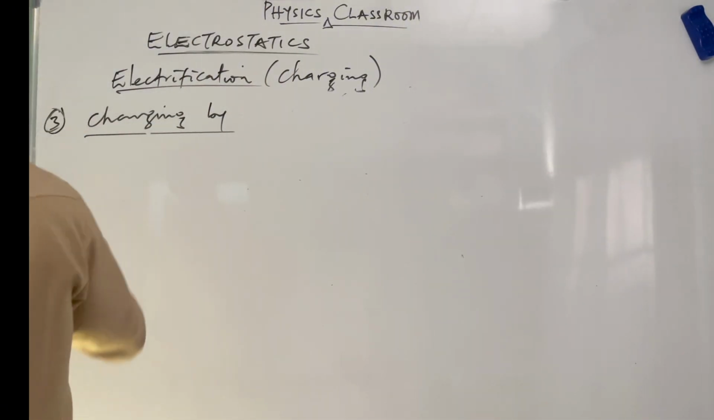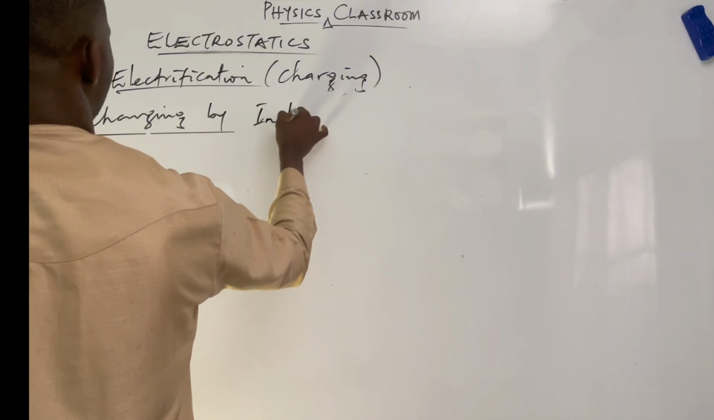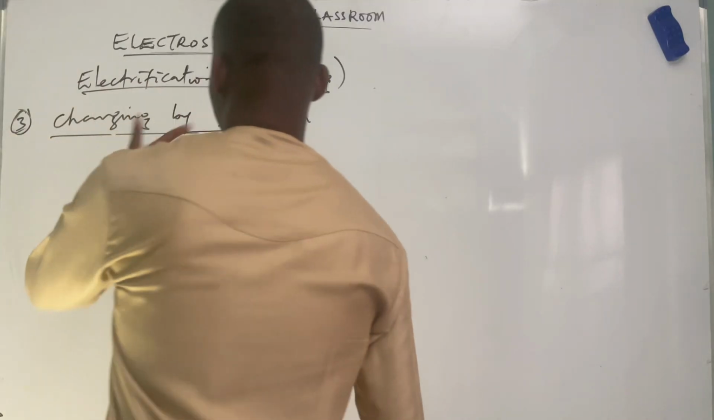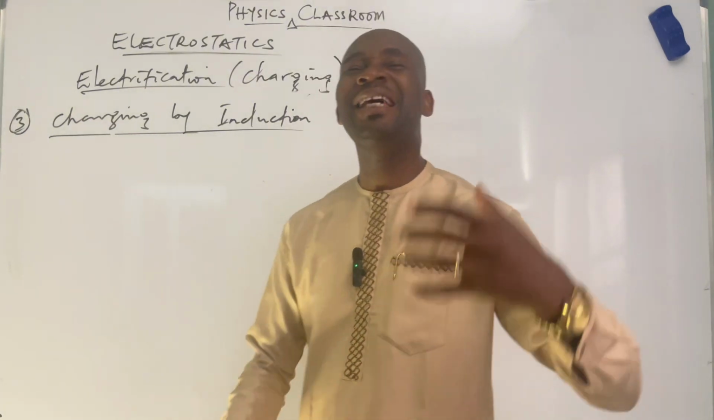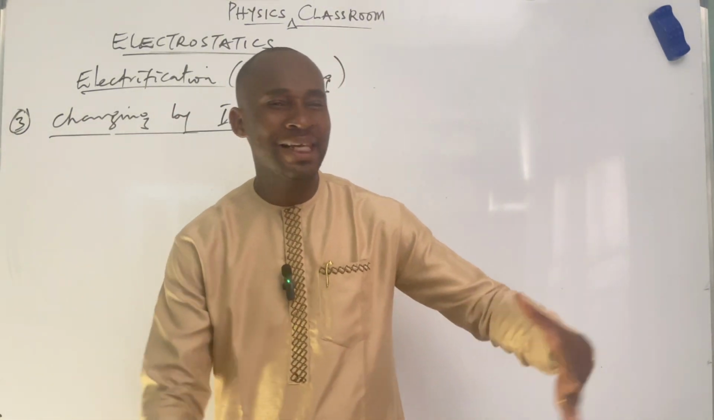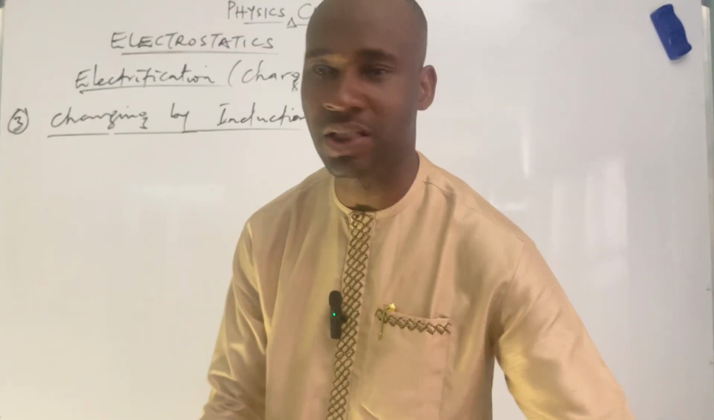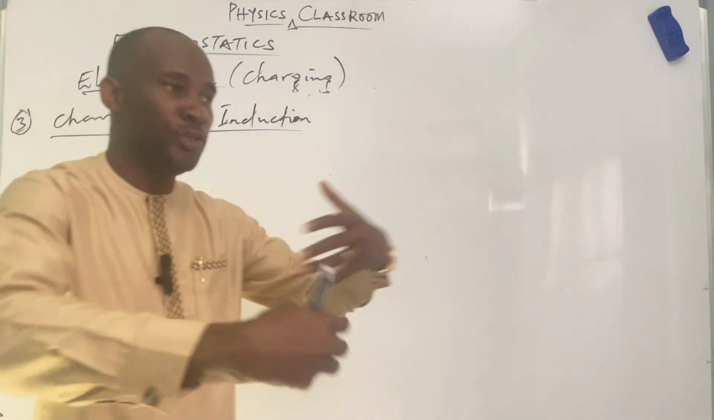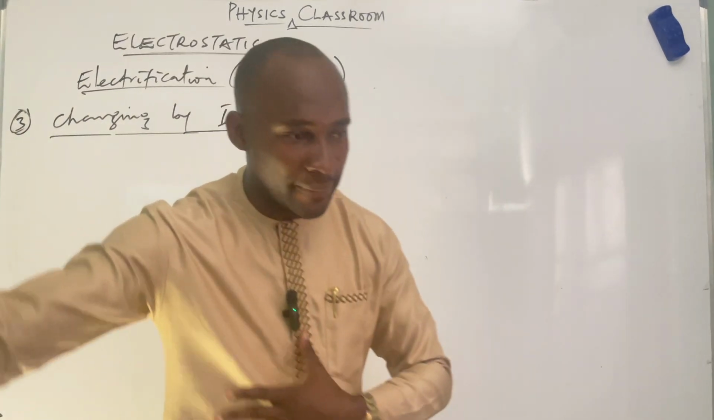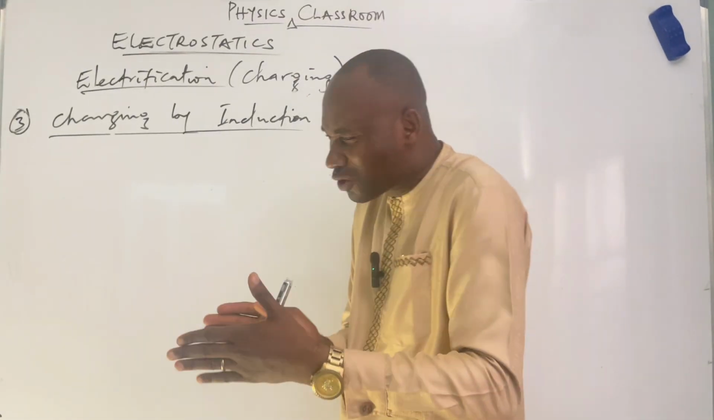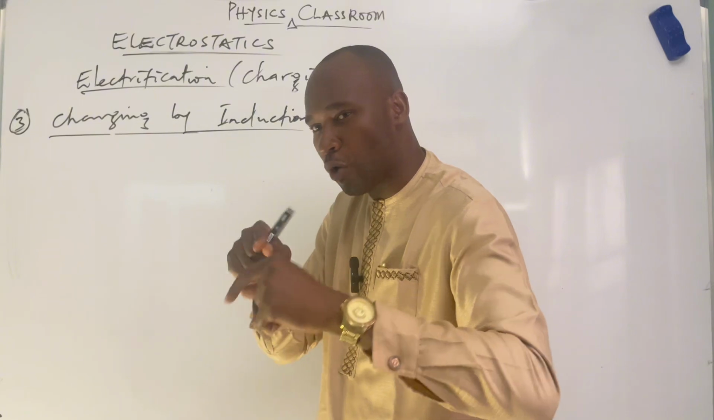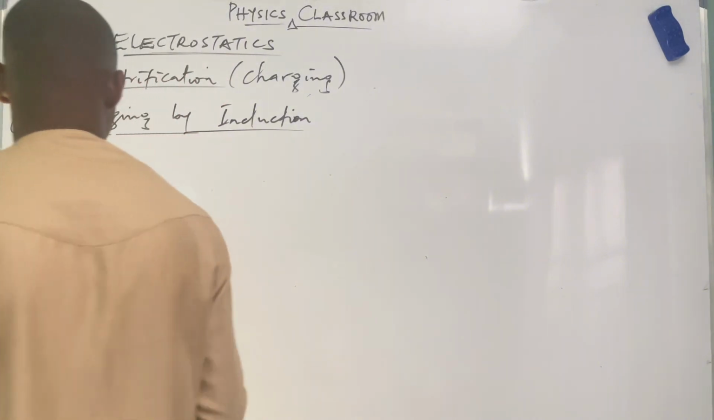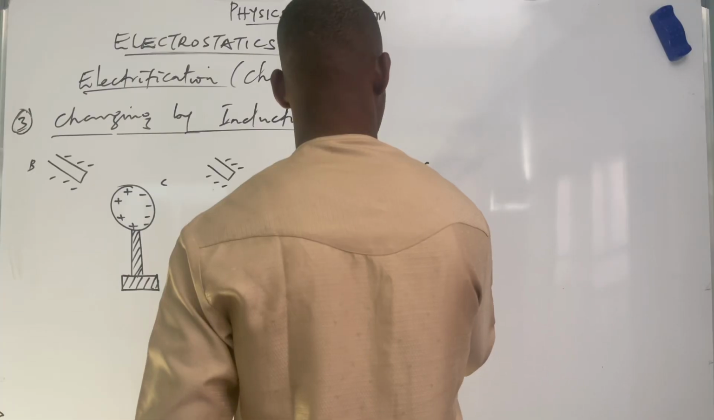The next one, charging by induction. Charging by induction involves charging a neutral body by placing a charged body near it without any contact between the two of them. We are charging a neutral body by placing a charged body just close to it, near it, but there is no contact whatsoever between both of them. What I am saying here is this.